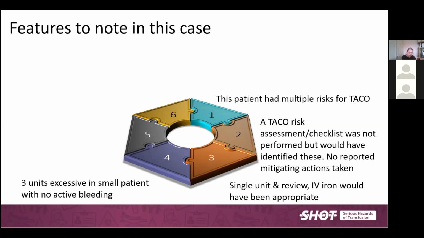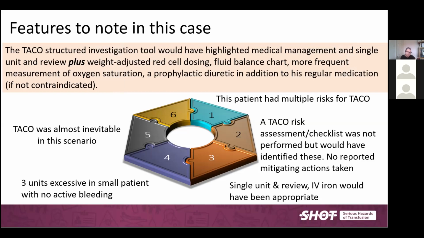3 units is excessive in a small patient with no active bleeding, and TACO was almost inevitable in this scenario. So the TACO structured investigation tool would have highlighted the medical management and single unit, which the local review identified.